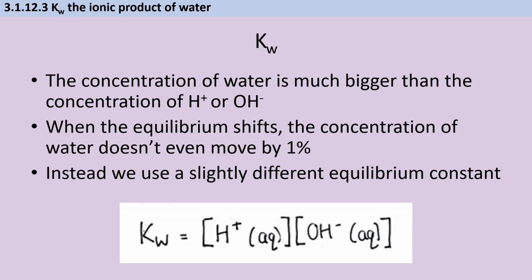But we can't just leave it out and still call that Kc. So instead we use a different expression called Kw, also known as the ionic product of water. And this is the same as our Kc expression, except that we've omitted the denominator.